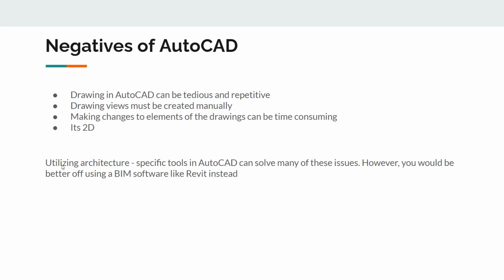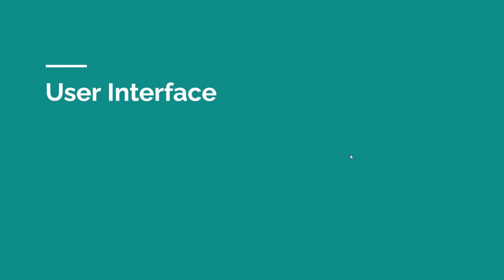Like I said previously, utilizing the architecture-specific tools in AutoCAD, such as the AutoCAD architecture-specific version, can solve a lot of the problems that you'll run into. However, at that point, you would probably be better off using a BIM software like Revit instead, okay? BIM stands for Building Information Modeling. That's just the type of program that Revit is. We'll talk more about BIM later on when we get into Revit.